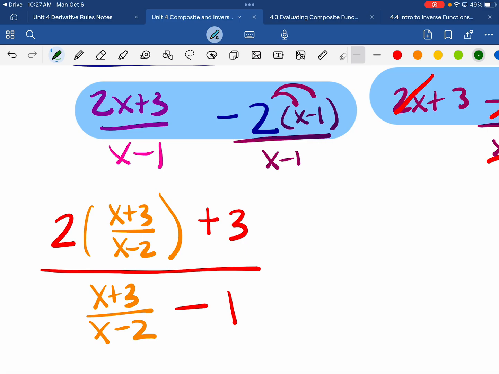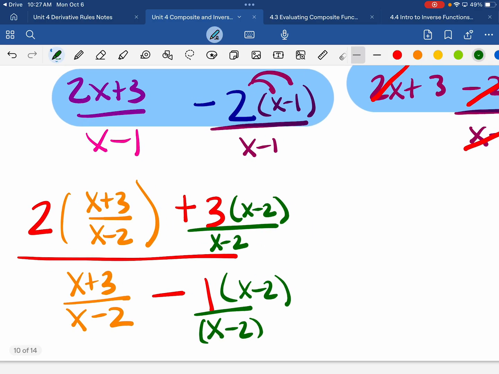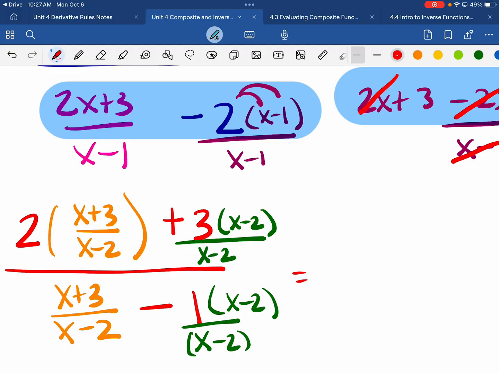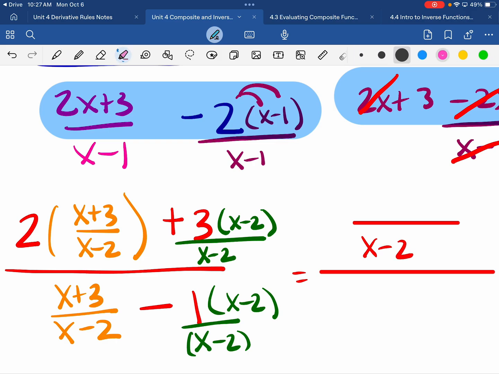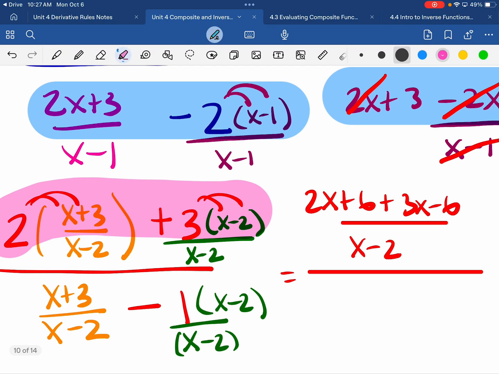Okay, steps are the same. The common denominator is going to be x minus 2, and so we're going to write that as one giant fraction. What is going to be the denominator? x minus 2, x minus 2. And then all of that stuff goes on top. So I'm going to distribute the 2, 2x plus 6, distribute the 3, plus 3x.